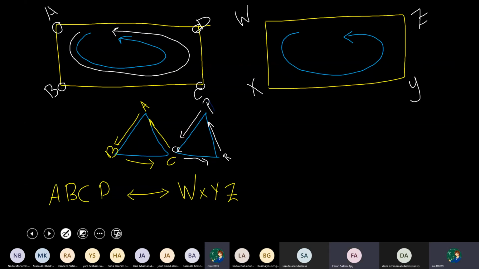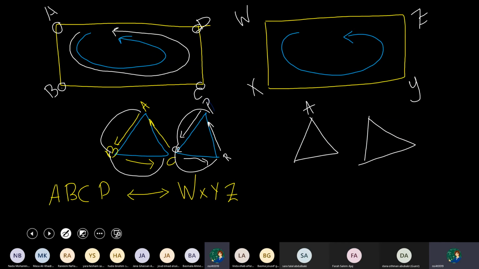Miss Teacher, I will correspond them by saying the same direction and the same points. Yes, exactly, you have to move in the same direction. You move from A, then B, then C. Here you have to move in the same way. You cannot put them like this: A, B, C and P, Q, R. This is false. These two shapes are not corresponding. I have to draw them in the same manner.